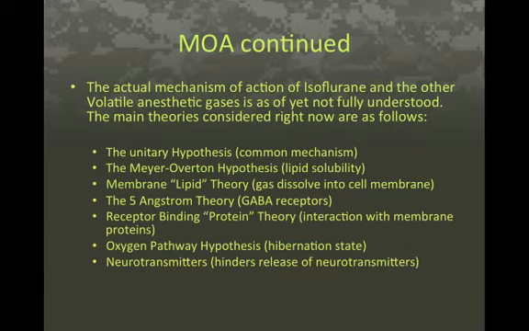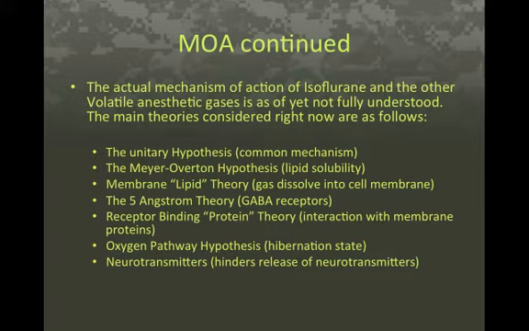The actual mechanism of action of isoflurane and the other volatile anesthetic gases is as of yet not fully understood. The main theories considered right now are as follows. The unitary hypothesis: a common mechanism exists among anesthetics. The Meyer-Overton hypothesis: potency is proportional to lipid solubility. The more lipid soluble the agent, the more potent the agent.